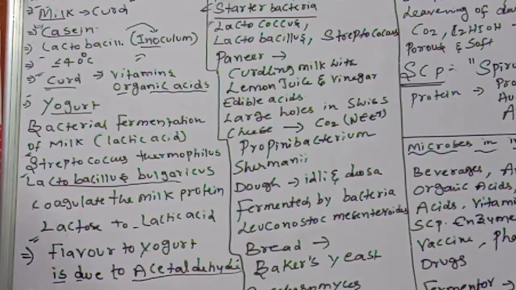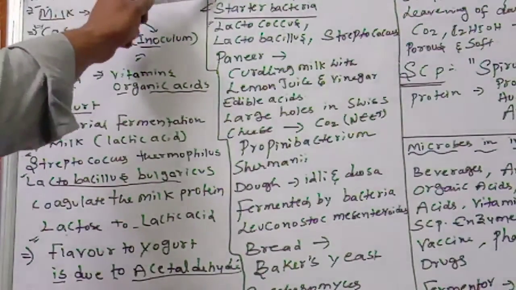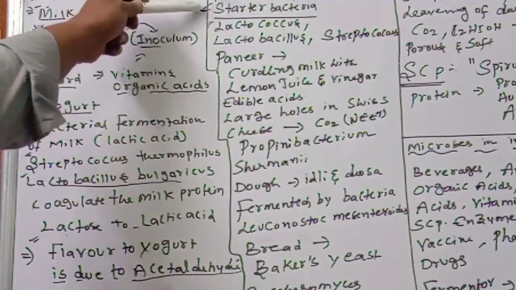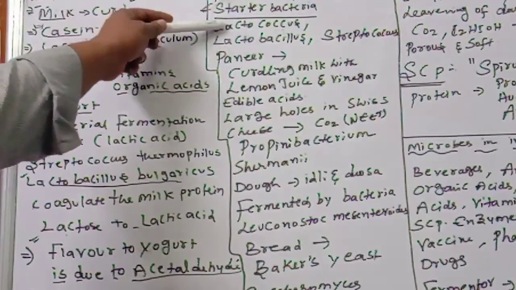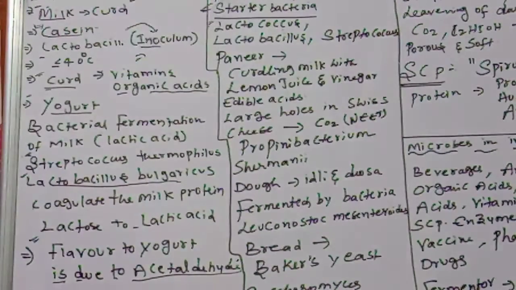Next one, cheese. Cheese is also one of the important milk products. This one we are getting by the help of the digestion process of the enzyme rennet. The solids are separated and pressed to form cheese. Whatever solids are formed in the coagulation of milk, we have to separate the solid and press it to form cheese. Starter bacteria we have to add to that milk. What are the starter bacteria we have to use? Lactococcus, Lactobacillus, Streptococcus. Remember the names.